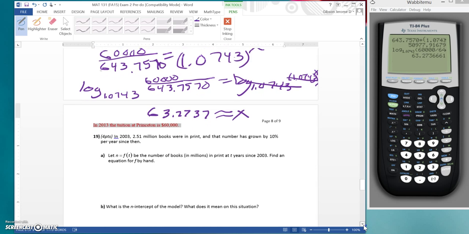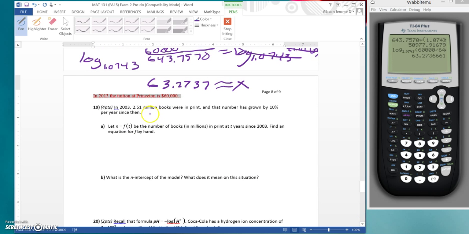It says number 19, in 2003, 2.51 million books were in print, and that number has grown by 10% per year since then. It says A, let n equals f of t be the number of books in millions in print at t years since 2003. Find an equation by hand. Okay, so now it tells us that in 2003 we had 2.51 million books. So we know this ordered pair would be 0, 2.51. And it said it has grown 10% per year since then.